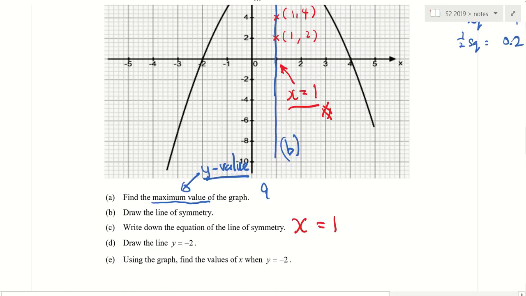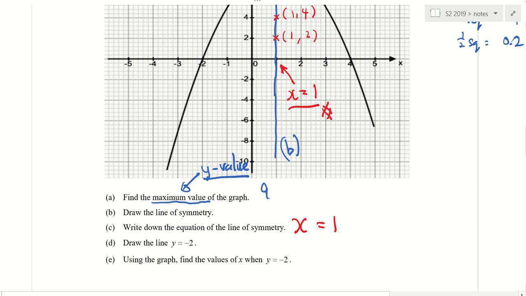Now, use this knowledge. Can you draw y equals to negative 2? Everyone? Can you draw y equals to negative 2? So, draw a line. Make a prediction, where is y equals to negative 2? On top or below? Below the x-axis. Can you please follow that?